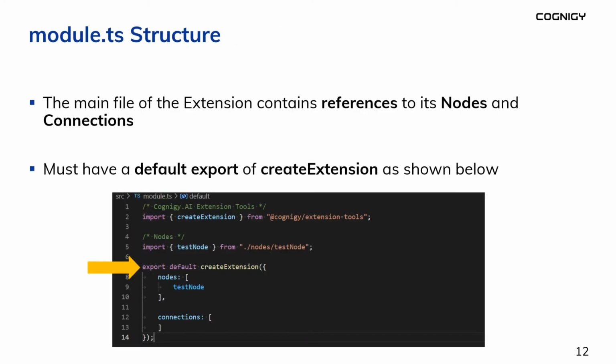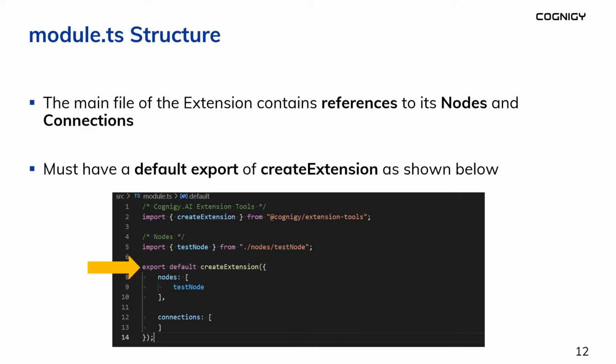Now we're starting off with the module.ts structure. So this is the main file of the extension, which we are referencing in the package.json. Of course, we're not really referencing the TypeScript file, but the JavaScript transpiled version of it. But this is the main entry point of the extension module. This file then in turn references nodes and connections. And the way you're doing that is you are exporting, so you have a default export in here of the create extension method, and you're passing a number of parameters into that. We'll take a look at that in Visual Studio Code in a second.